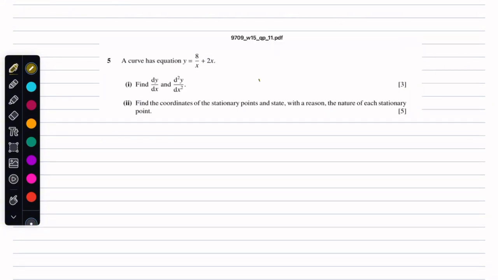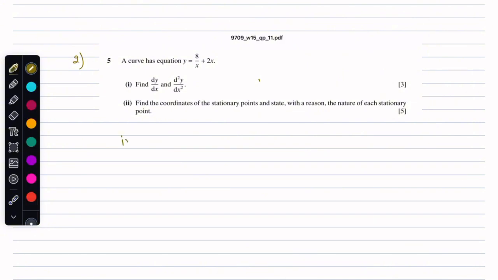The second question that I have chosen is from October-November 2015, paper 1, variant 1. A curve has equation y equals 8/x plus 2x. Part 1: find dy/dx and d2y/dx². So we need to find the first derivative, and then they are asking us to find the second derivative as well. So let's start solving this.